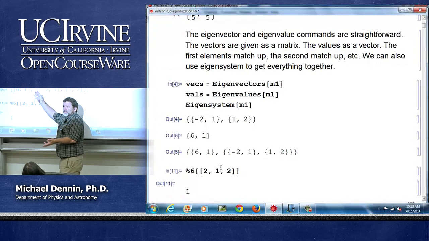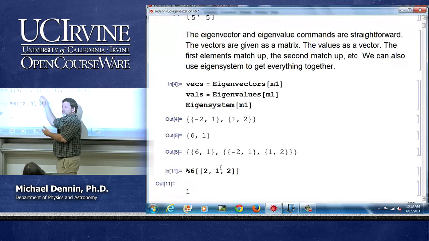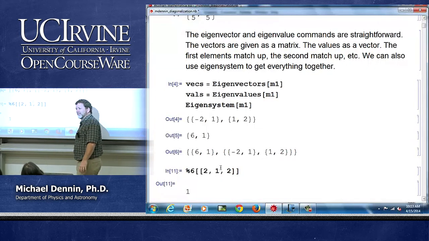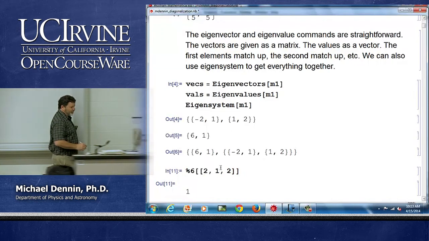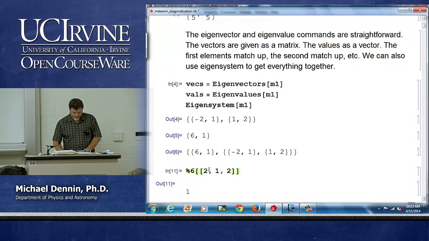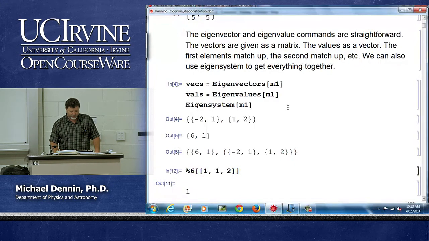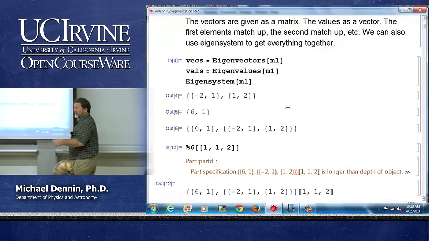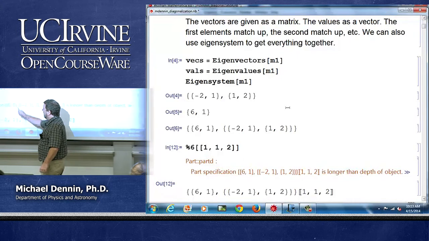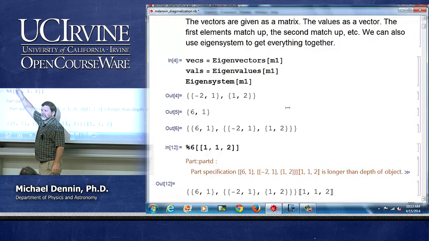This is no normal matrix that you would think of, because its dimensions are all kind of weird. Right? If I tried to do 1, 1, 2, it doesn't like it, because the first element only has 2 elements in it. So I can't use a third index on the first element.